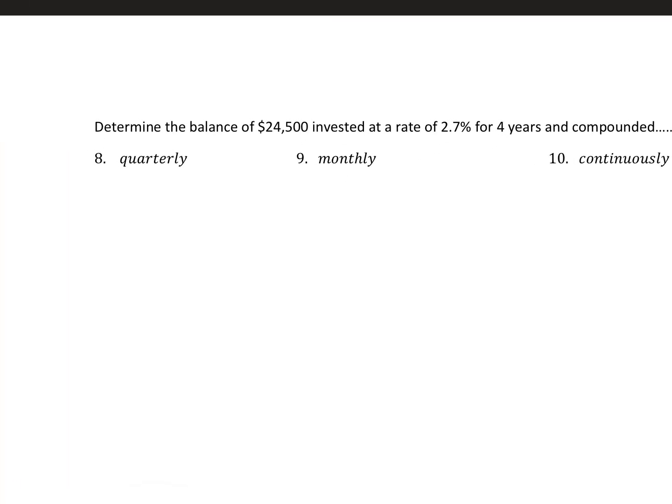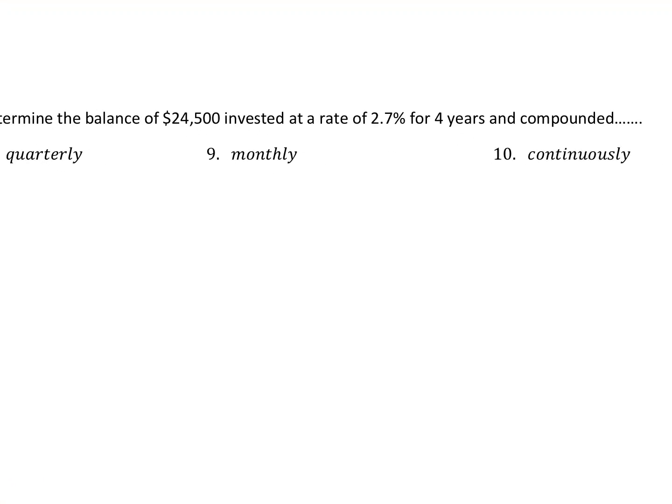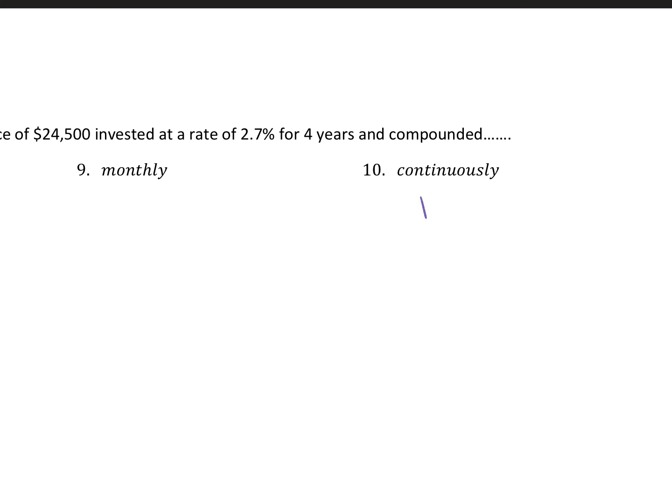All right, last type of questions are our compounded interest questions. So if it's compounded continuously, that's when we have the formula P times E to the power of RT. If it is not compounded continuously, we have our other formula, which would be P times 1 plus R over N to the power of NT.